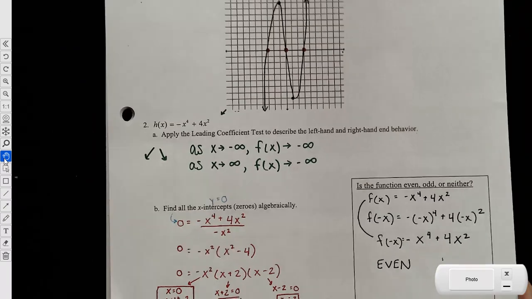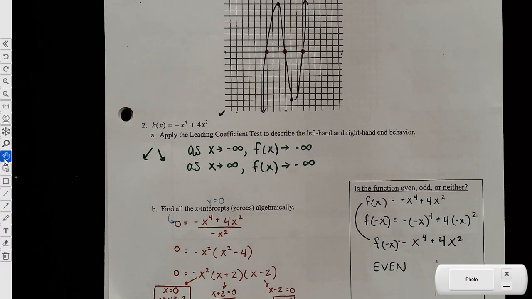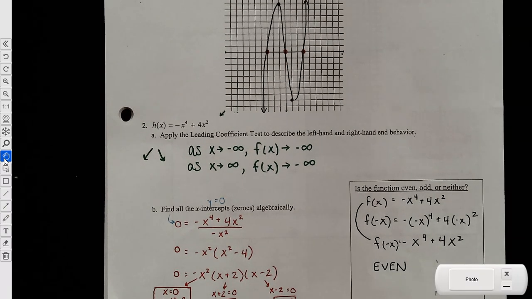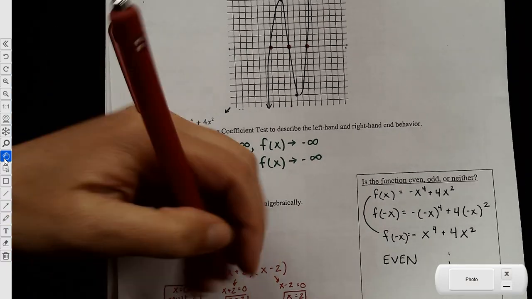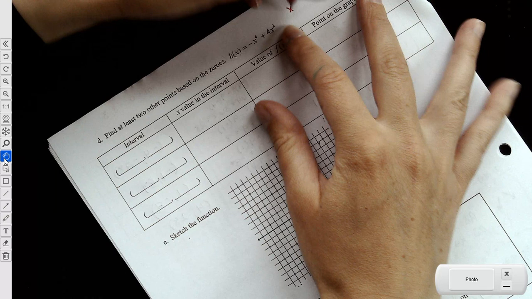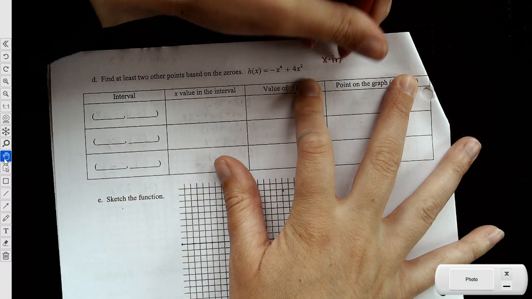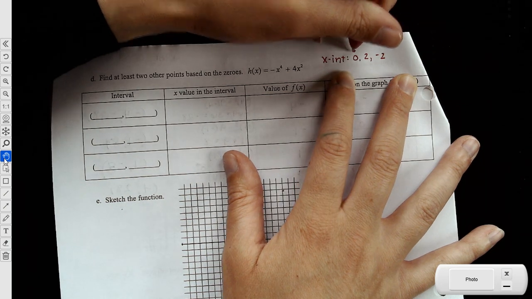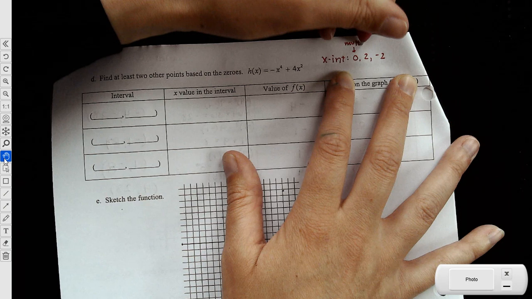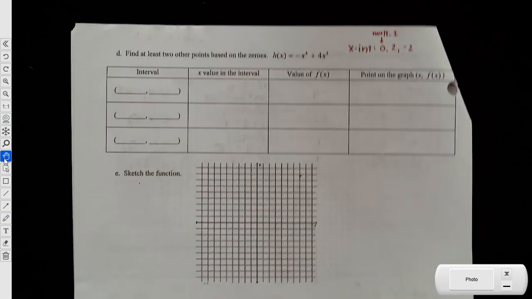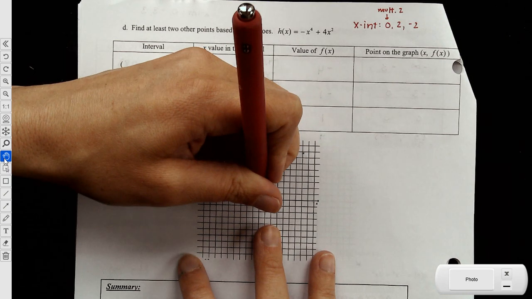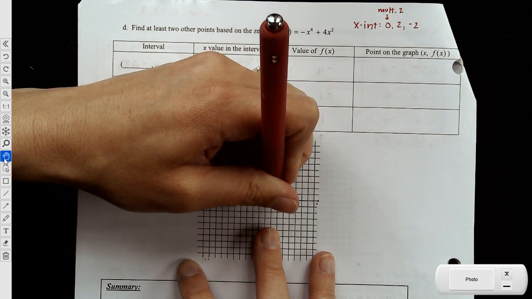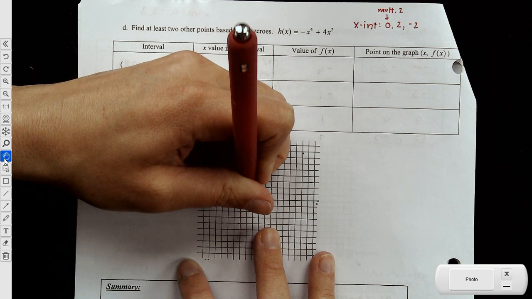So now keep in mind, I take these zeros and I transfer them to the next page. So my zeros were 0, 2, and negative 2. And this one had a multiplicity. So I always start by graphing those. So I have 0, 2, and negative 2.